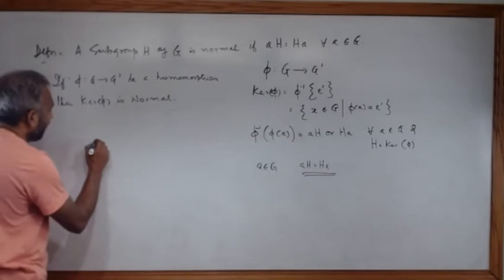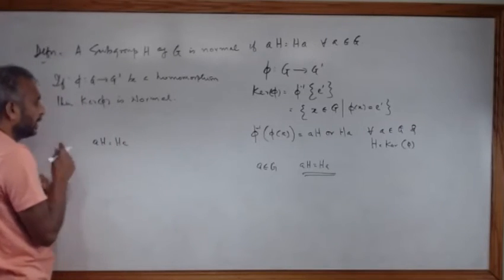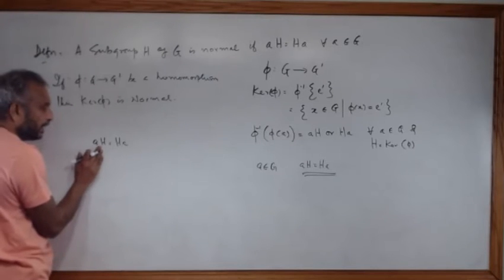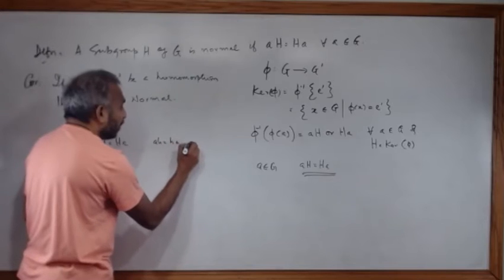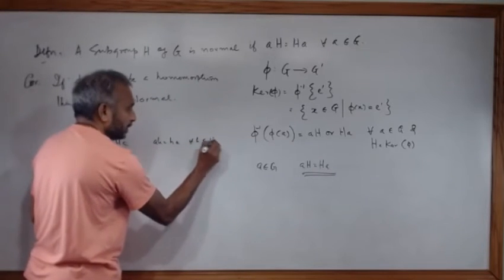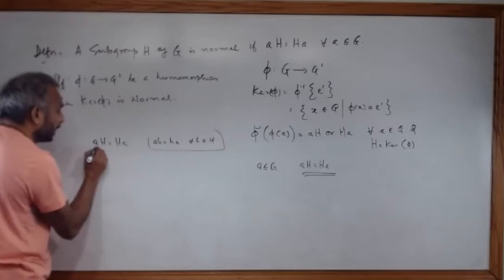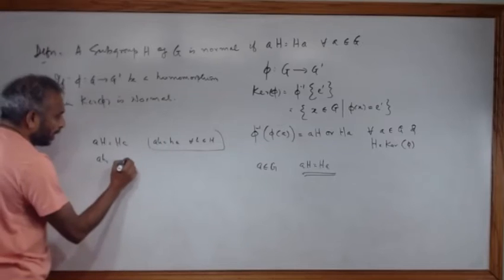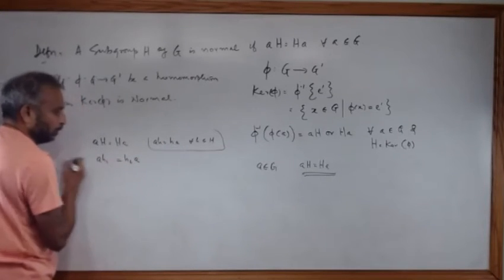When we say that aH, the left coset, is equal to the right coset, this definitely does not mean that ah is equal to ha for all h in H. All it says is that if you take an h1 here, you can find an h2 there such that they are equal.